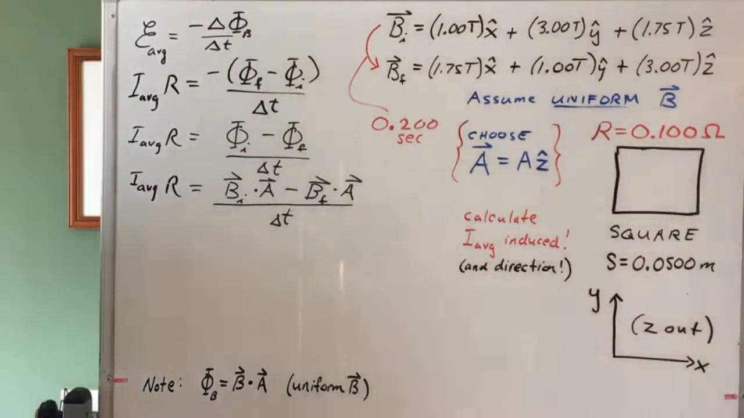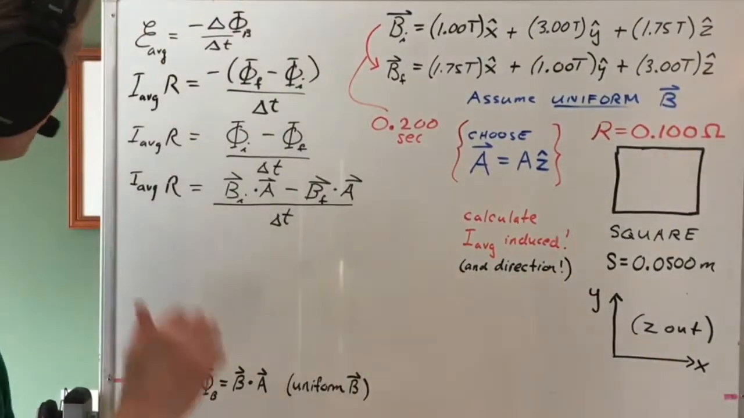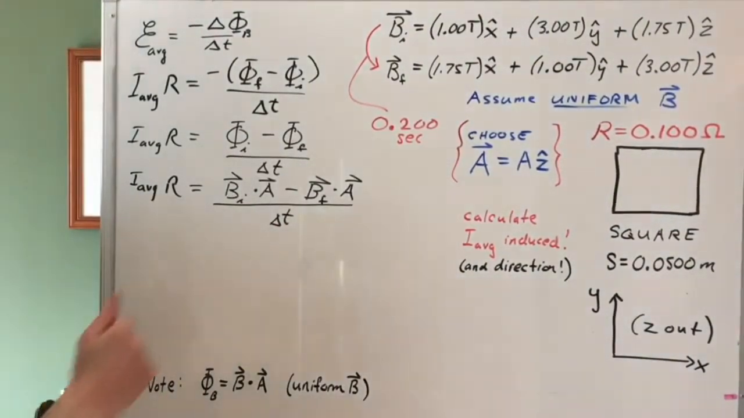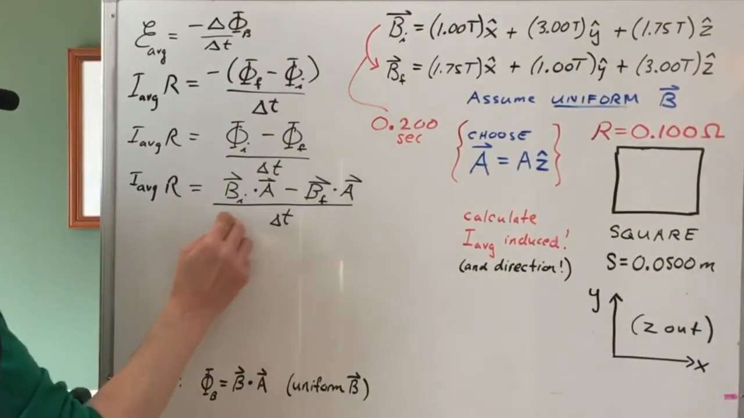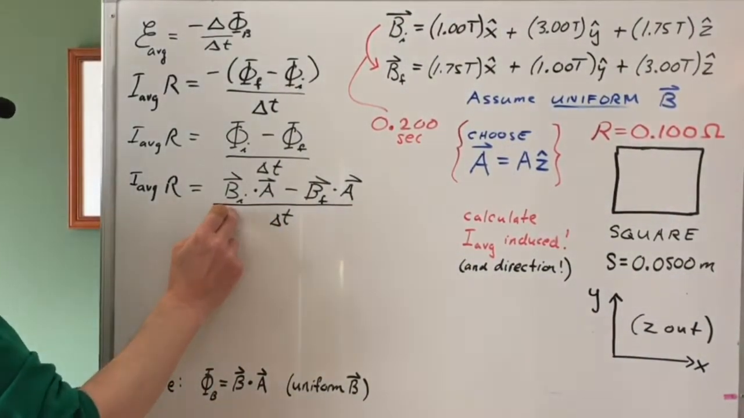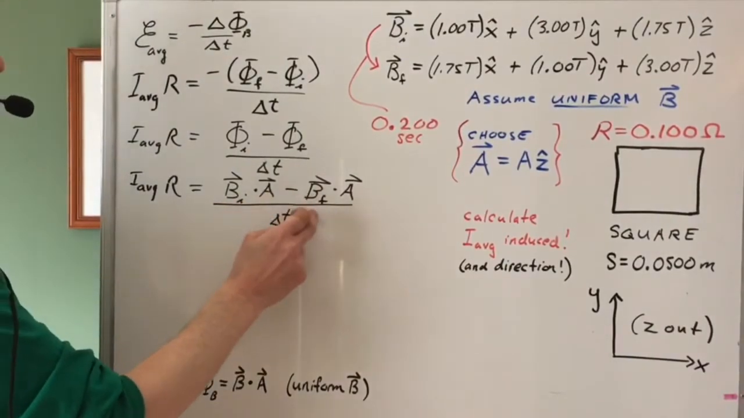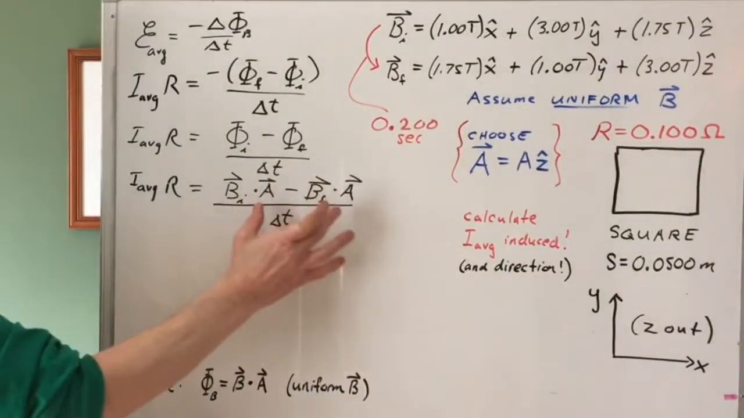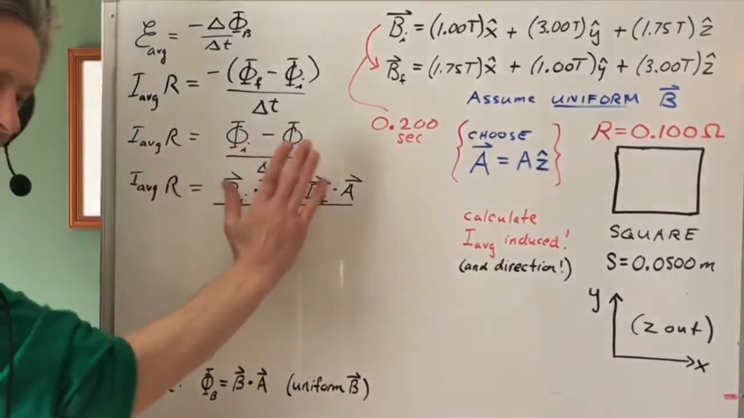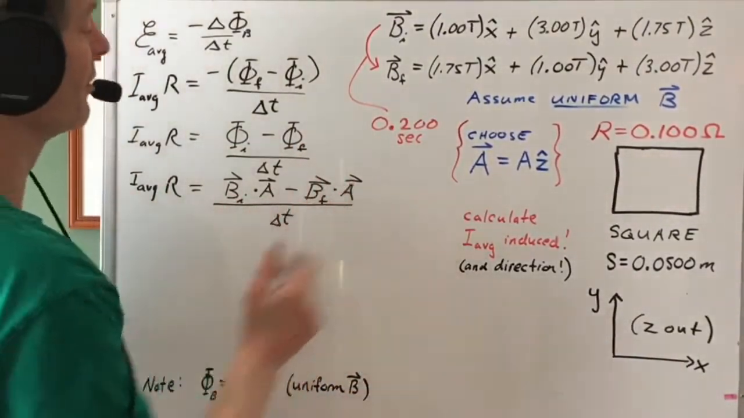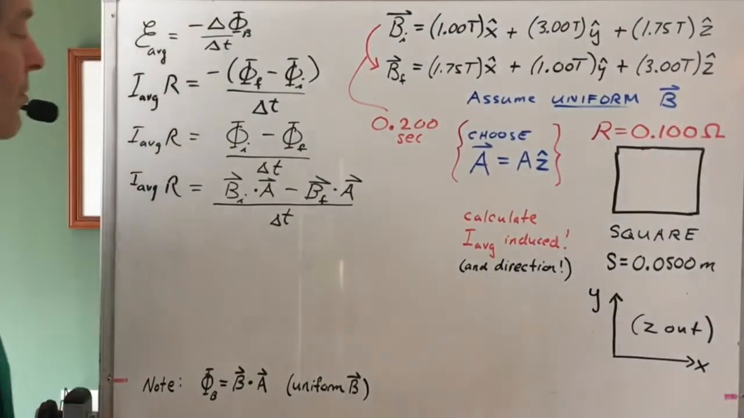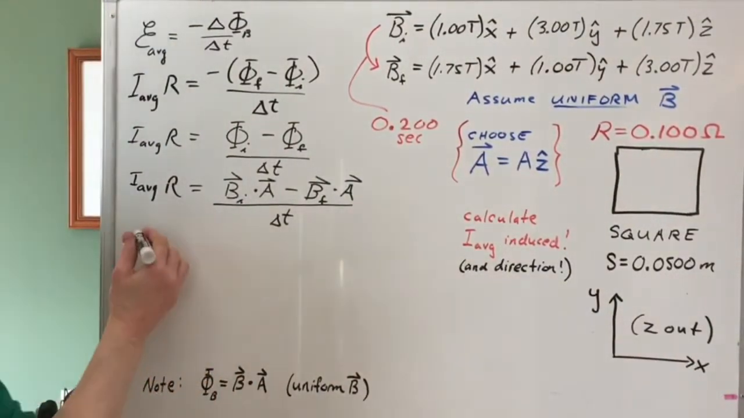All right, a couple more steps. What I'm going to do is divide both sides by r, and I'm also going to factor out this area vector. I've got B initial dot A minus B final dot A. Dot products are not the same as ordinary multiplication, but you can still do factoring with dot products in the same way that you can with ordinary multiplication. So here we go.